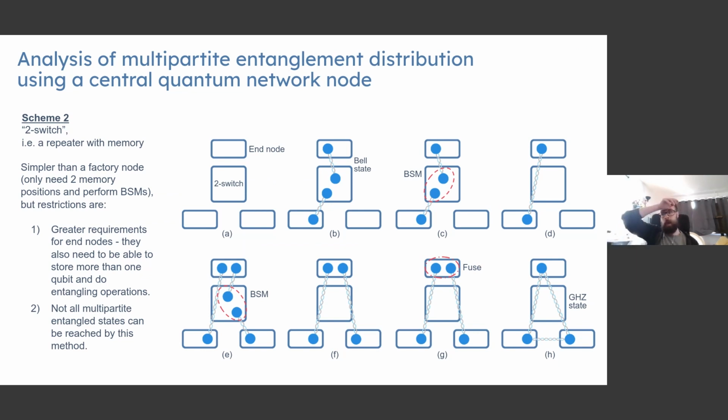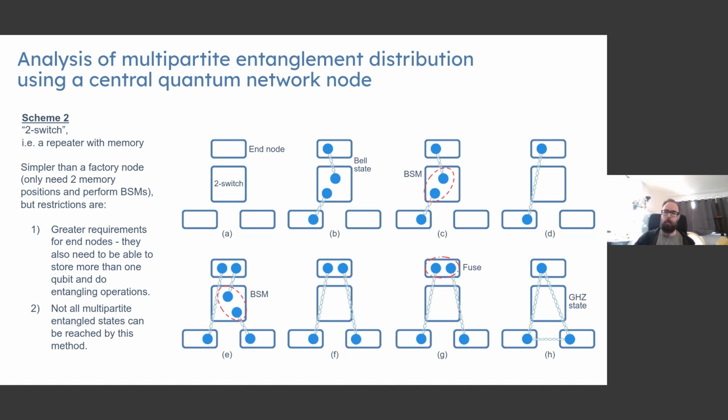The other basic way of doing this that they analyze in this paper also assumes that you have a memory in your central node, but it's a simpler central node. In this case, what they call a 2-switch. It's basically just a repeater with access to memories, so that each of the two sides of entanglement can be established independently and don't have to arrive at the same time. So in the 2-switch, what happens is that the switch acts as a repeater for establishing a Bell state between, say, Alice and Bob, and then does the same thing between, say, Alice and Charlie.